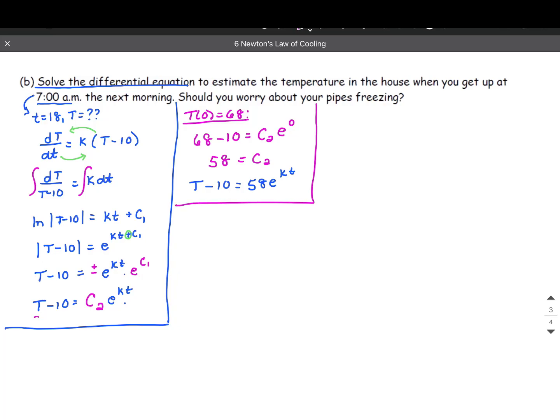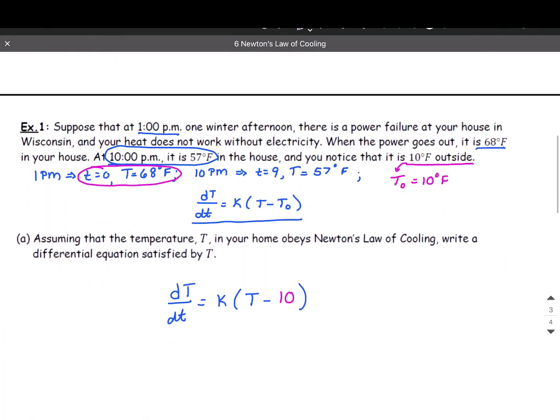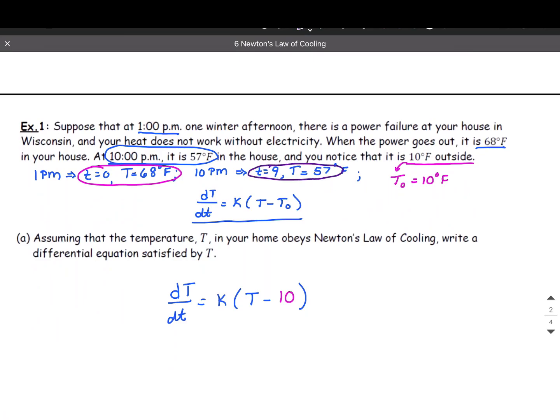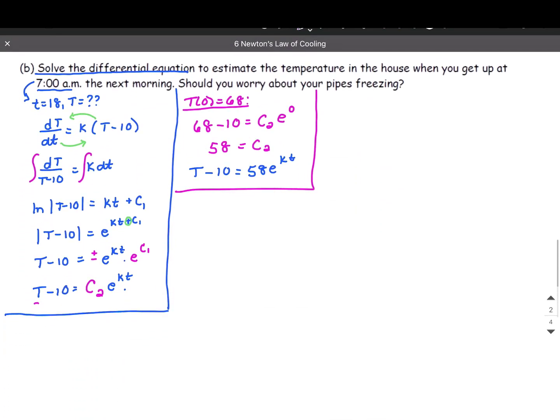Now we're going to use the next point that they told us, which was that at time 9, the temperature is 57 degrees. We substitute that into this equation. 57 minus 10 equals 58 e to the 9k. That gives us 47 equals 58 e to the 9k. Then we divide, so 47 over 58 equals e to the 9k.